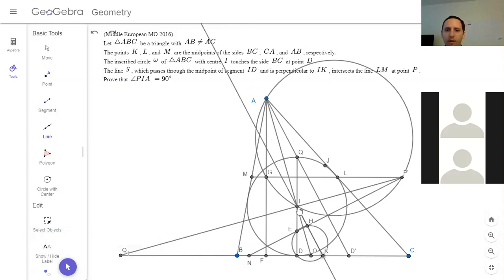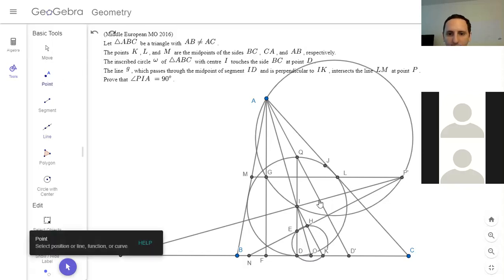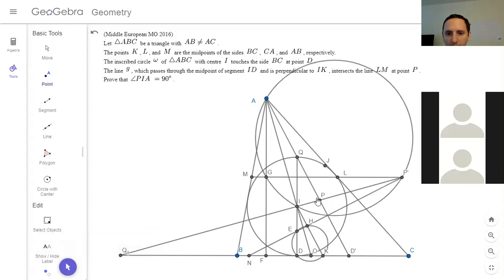Oh, those are parallel, that's right. So wait, what if we project those 4 points through I onto AD prime? So K goes to the point at infinity, O goes to A, D goes to Q. Basically, if we draw this point, we want to show that Q is the midpoint of AP, I think.